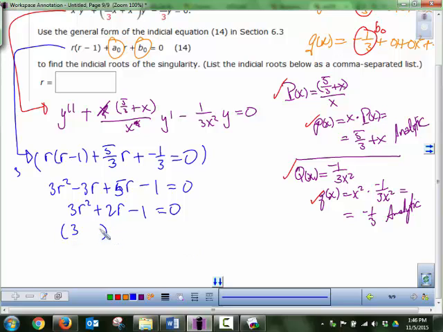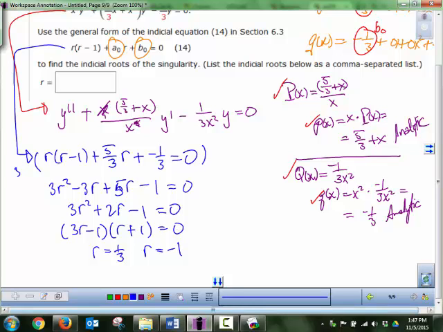3 and 1, 3r, r and 1, opposite signs. One of them is a plus, one of them is a minus. Does that work out? Negative, negative, so this positive 3 minus r is positive 2. Looks good. So I have r is equal to 1/3, r is equal to negative 1. Okay, so I have two distinct real roots.